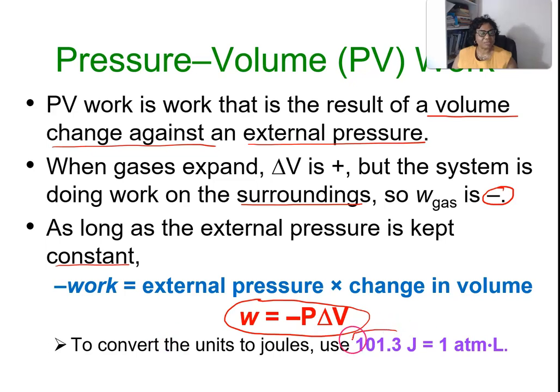Please, let's note this conversion: 101.3 joules equals 1 atmosphere times liter. That's how we convert between joules and atmosphere-liters. When the gas expands, it does work on the surroundings. So the system releases the work. That's why the work is minus P times change in volume.